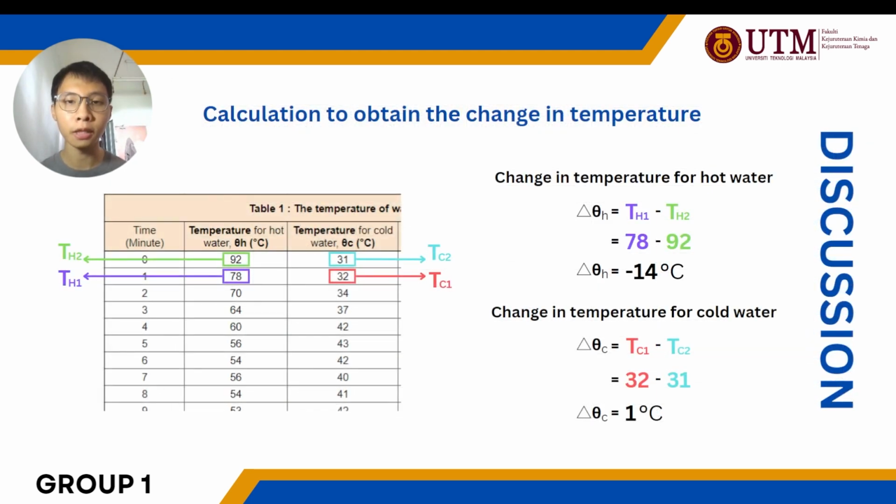Here's a guide to calculating temperature changes in hot and cold water. Begin by recording the temperature of the hot water at 1 minute as TH1. Subtract the initial temperature of the hot water, TH2, from TH1 to find the first temperature change. Repeat this process for subsequent time intervals, such as comparing the temperature at 2 minutes with that at 1 minute, and so on.